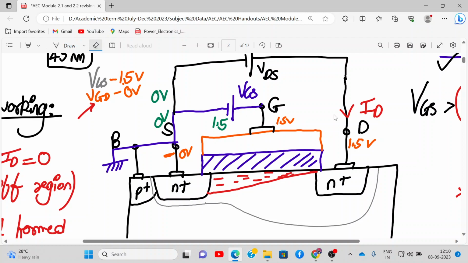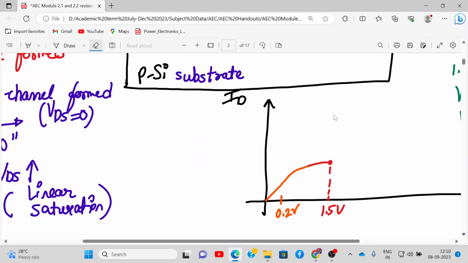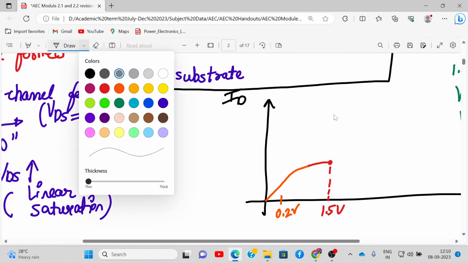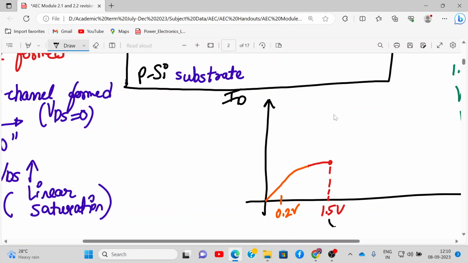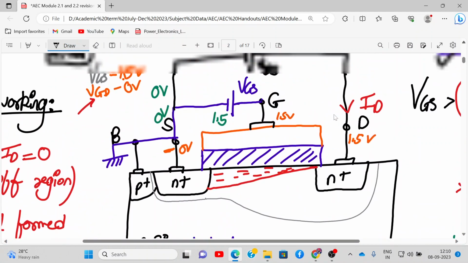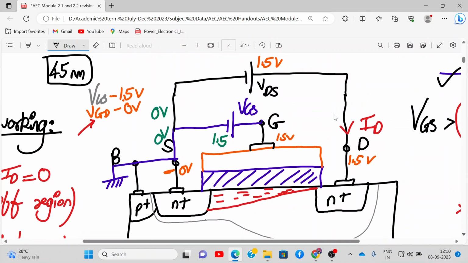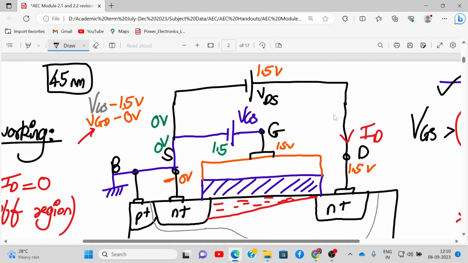Is this understood? So this region of operation is called edge of saturation. We say your MOSFET enters edge of saturation. Are you getting it? Yes or no? Can I proceed further? Hello? Yes. Okay. Now I'll do the opposite.